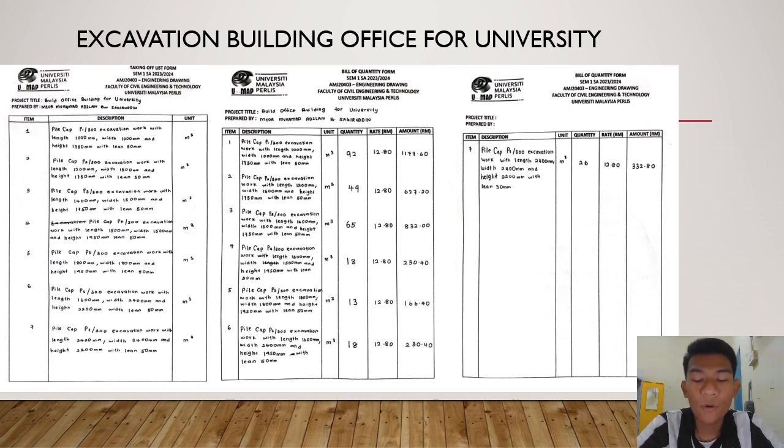P5 1.8 meter multiplied with 1.8. P6 1.6 multiplied with 2.4 meter. And finally, P7 2.4 multiplied with 2.4. Each have different size. And the calculation total that we need for this excavation is 3,596.8 ringgit.